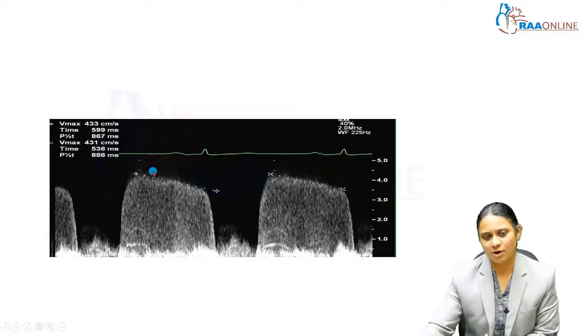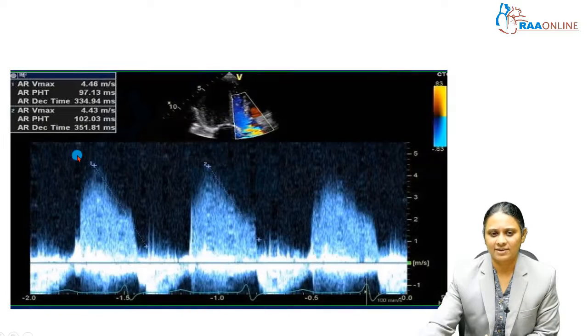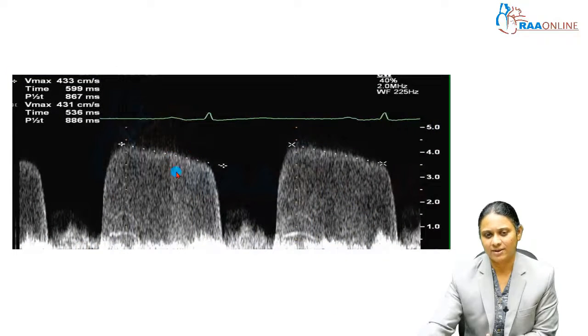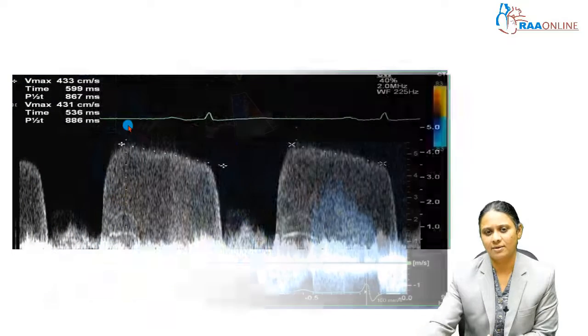So this is the pressure half time. You can see this is a longer regurgitant jet. The half time is 800, 886. So if we take the average, it is around 870, which is mild AR. We can see this one drops very fast. That means what is the pressure half time? Here it is 97, less than 100. So the average will come to around 100 or 101. You can see the decrescendo nature. Here it is more of a plateau, here it is a rapid decrescendo. So this is a severe AR, while this is a mild AR.